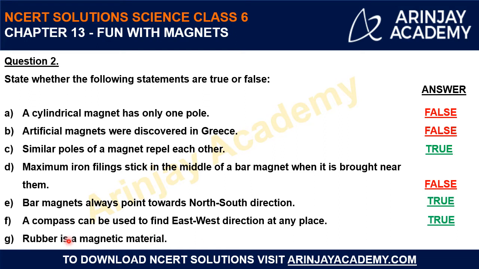Then lastly, you have rubber is a magnetic material. Now you know that rubber does not get attracted towards a magnet, right? So rubber क्या है? Rubber non-magnetic material है and therefore ये भी एक false statement है. Alright, so it's false. So we are done with the second question. Let's move to the next one.